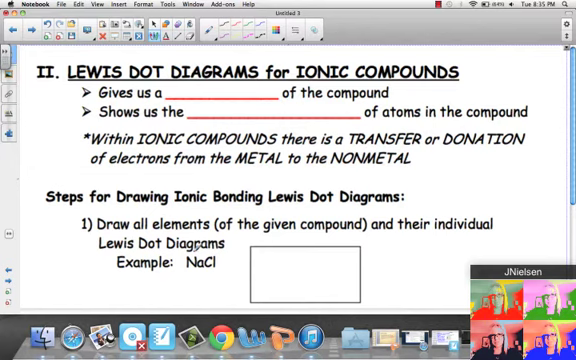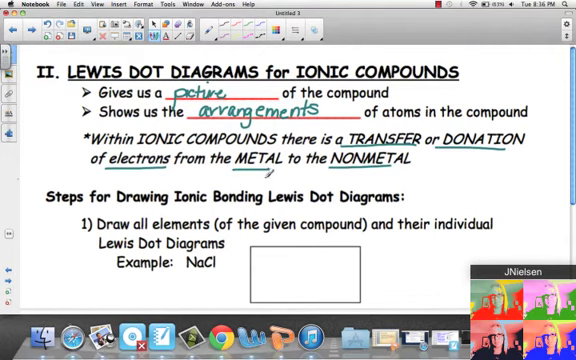We are going to review something though. We did this several days ago, but I didn't want us to forget it, so I did some layering and taught you ahead of time. So we're going to review Lewis dot diagrams for ionic compounds. It gives us a picture of the compound. It shows us the arrangement of the atoms in the compound. Within ionic compounds, there is a transfer or donation of electrons from the metal to the nonmetal.